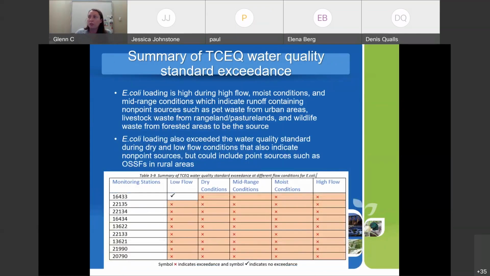All right, here's a summary of the TCEQ water quality standard exceedance at different flow conditions for E. coli. It is high during the high flow, moist conditions, and mid-range conditions, which indicates runoff containing non-point sources such as pet waste from urban areas, livestock waste from rangeland and pasture lands, and wildlife waste from forested areas. It also exceeded the water quality standard during dry and low flow conditions, which also indicates non-point sources, but could include point sources such as septic facilities in rural areas.